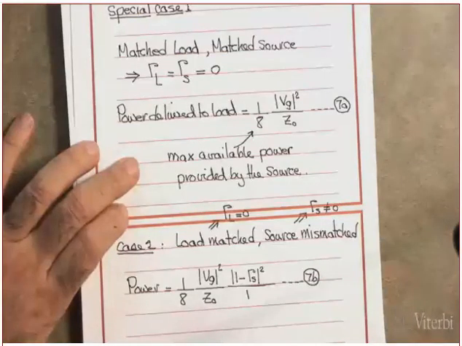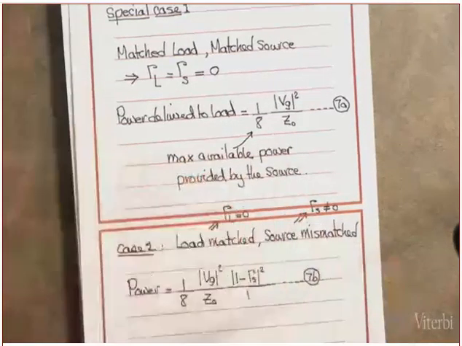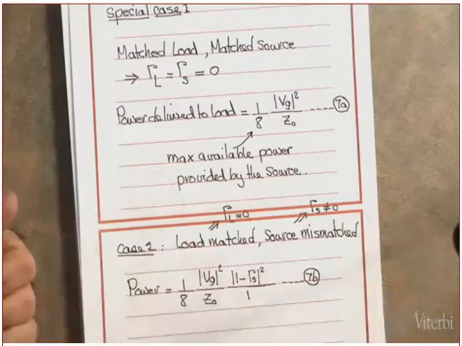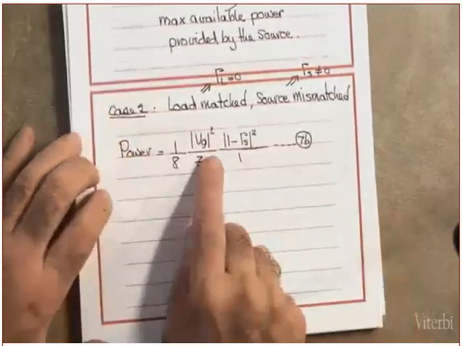Because the line is what? Lossless. But why do I say maximum? I say maximum because there is no what? There is no reflection. Did you get my point or not? Yes or no? Okay. I'll give you the example in just a second.